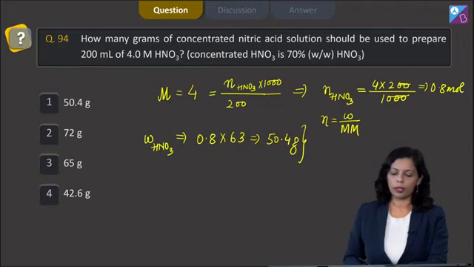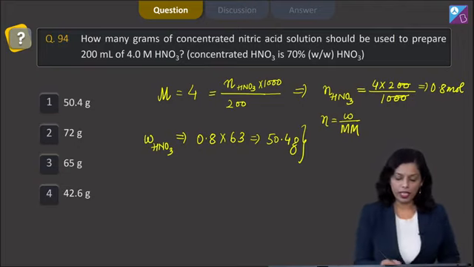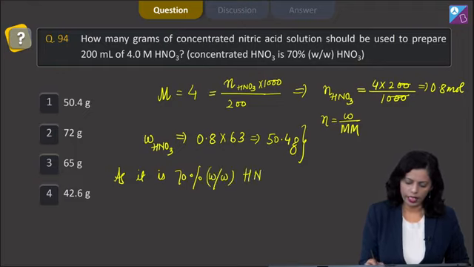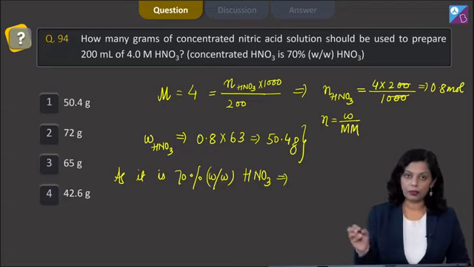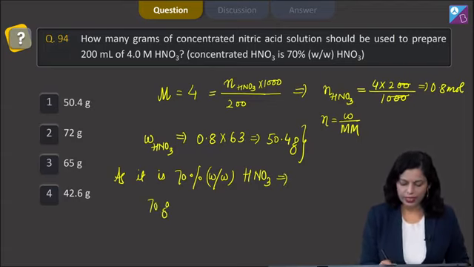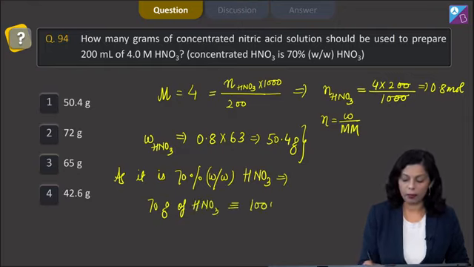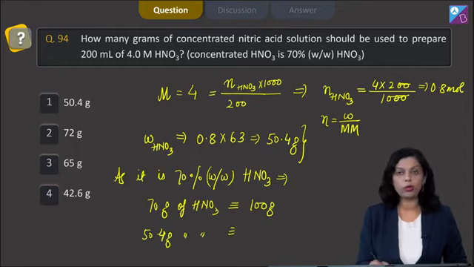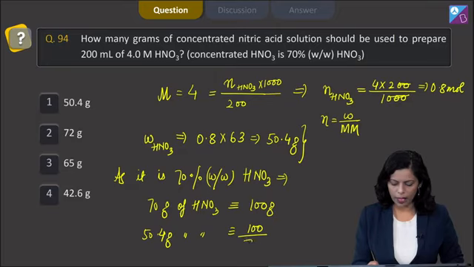Now the question is not up to here because the solution is 70%. What 70%? 70% HNO3. So here you can simply say that 70 gram amount is present in its total 100 gram sample, right? So now you want not 70 gram, you want 50.4 gram of HNO3. And how much amount you need to take from the sample? So 100 by 70 into 50.4, right?